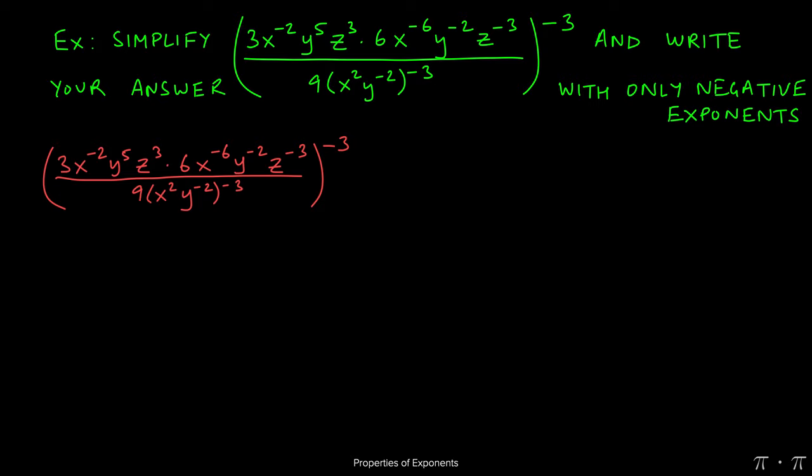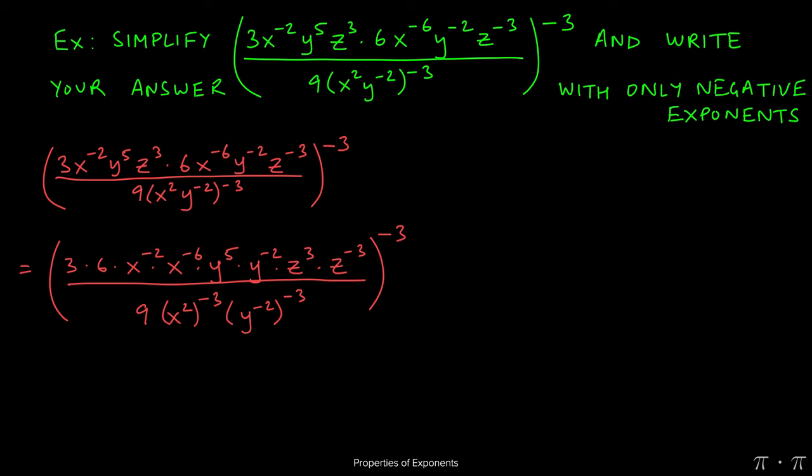And here we do see that there's a 3 and a 6 on the top, and there are two terms with x's in them, two terms with y's in them, and similarly two terms with z's in them. So we could certainly rewrite the numerator to rearrange it to have the terms be next to each other. For the denominator, we see that there's nothing in common here that could be rearranged. However, we do have a product raised to a power. So we could apply this power to both of these terms.